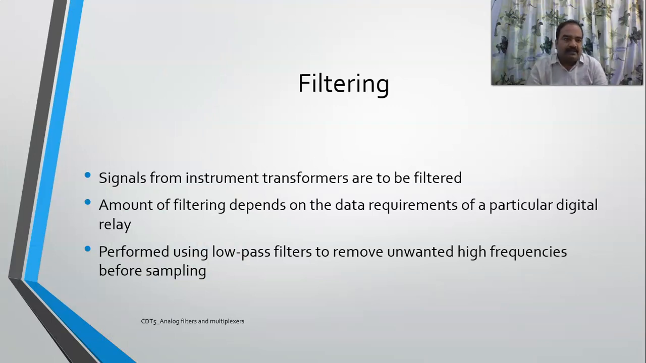Now, moving on to the analog filters, why is filtering normally required? You know that the signals obtained from your transducers also consist of noise, which may be because of transients or any faults in the subsystem. These noises are to be minimized so that the data can be processed further. Whatever signal you receive from the instrument transformers has to be filtered, and the amount of filtering will vary based upon your digital relay.